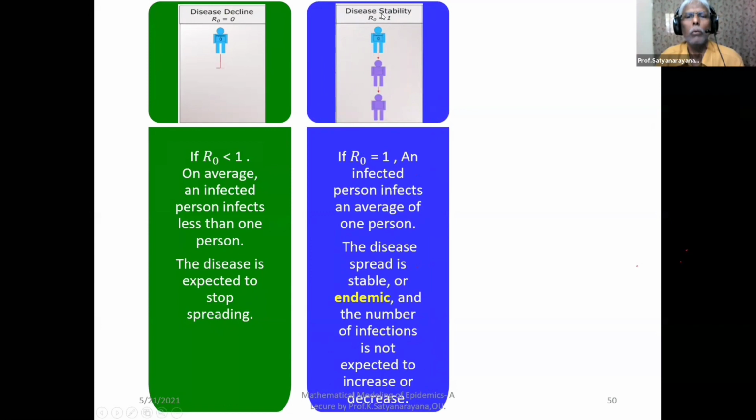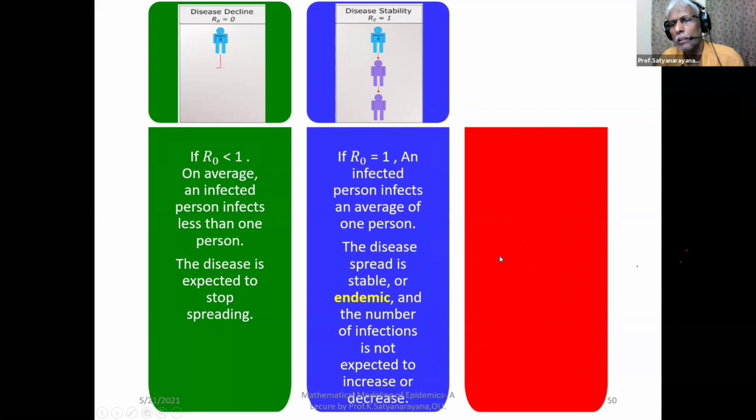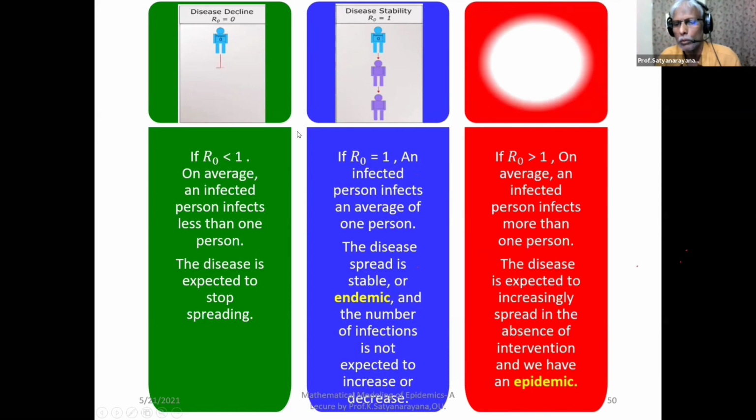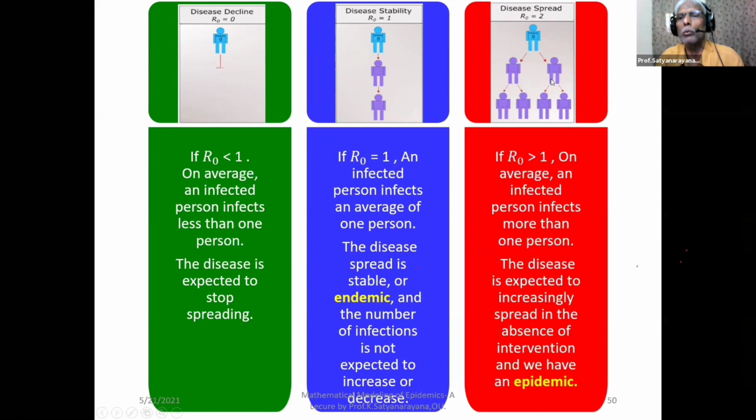It goes on. Suppose R naught is greater than one. On average, an infected person infects more than one person. The disease is expected to spread in the absence of intervention. We have an epidemic. So one person will give it to two, each will give it to two, and at the nth stage, it will be 2 power n. It will increase exponentially, and hence it will become an epidemic.